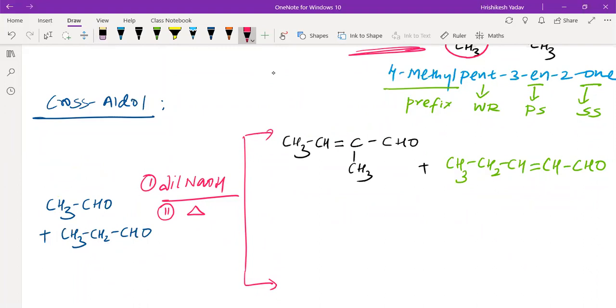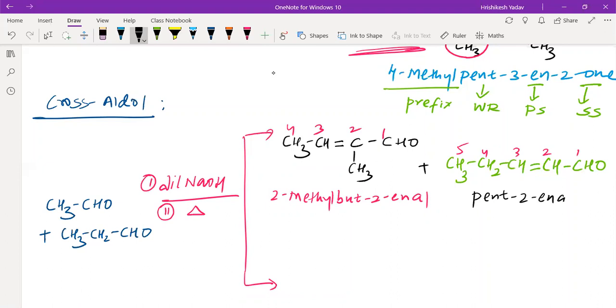the very first here is carbon number 1 here, this 2, 3, 4. So there's 2 methyl, 2 methyl, and we have 4 carbons, so we should write here but-2-en-al. And for this, carbon number 1, 2, 3, 4, 5. So here we have pent-2-en-al. This was cross.